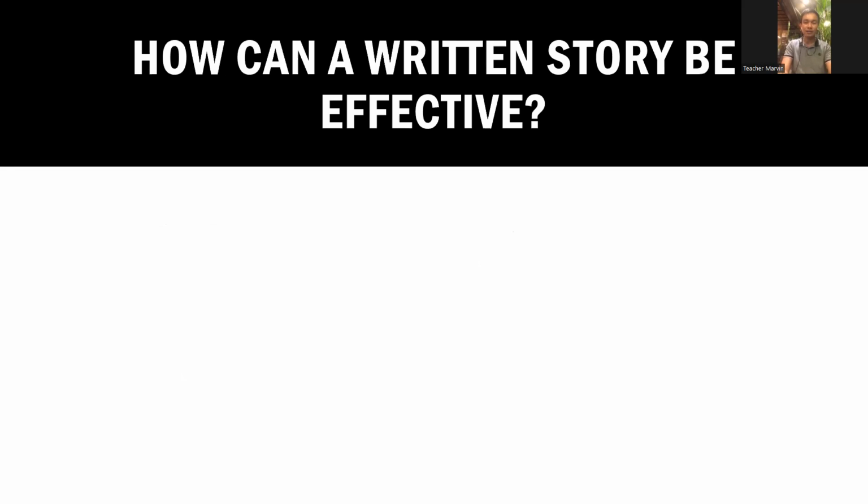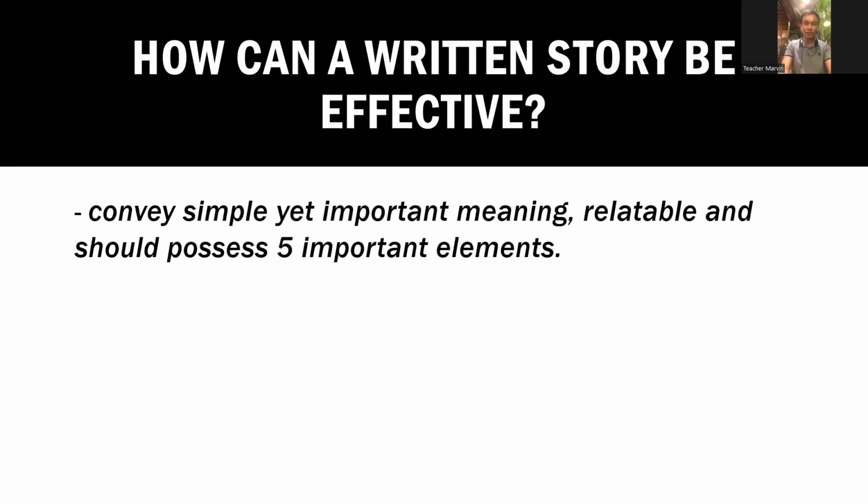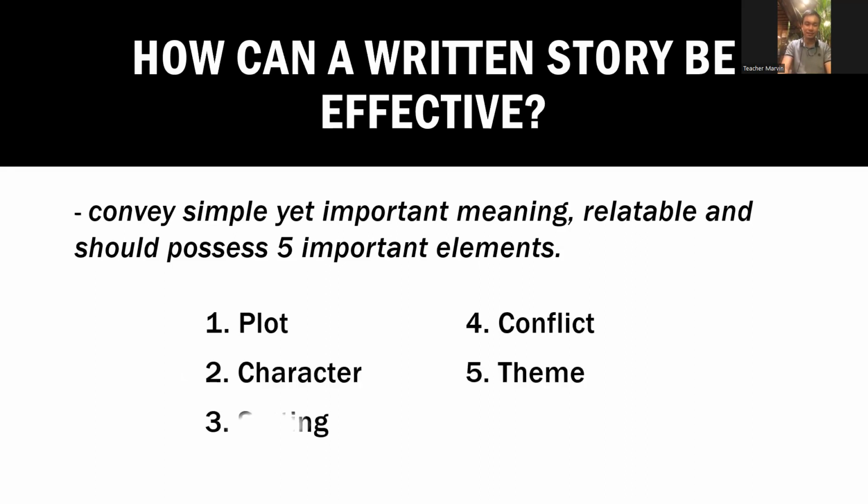Now, how can a written story be effective? Of course, if you're a writer, you should convey an important meaning about the story. For a story to be effective, you should convey a simple yet important meaning. You should give the importance of a story. And of course, it should be relatable and definitely it should possess five important elements. And what are those elements? The first one is plot, followed by character, third, setting, fourth, conflict, and the fifth is the theme.